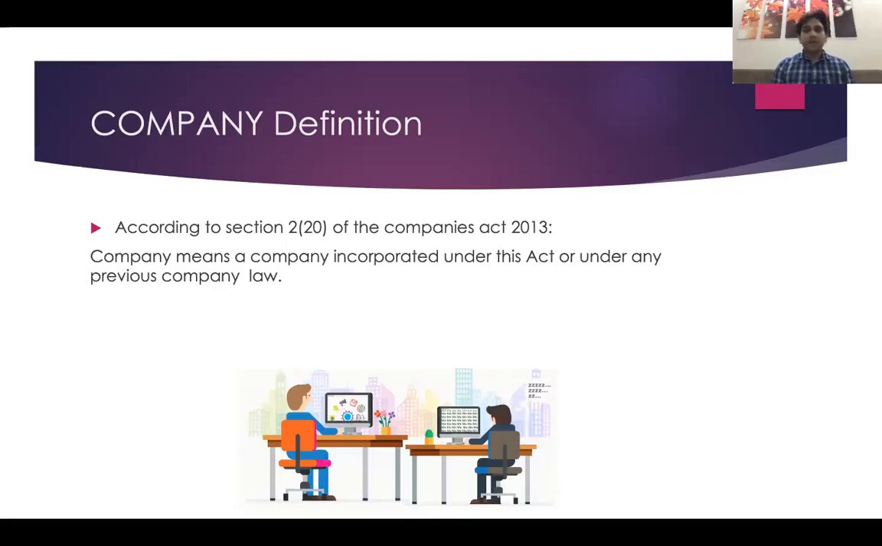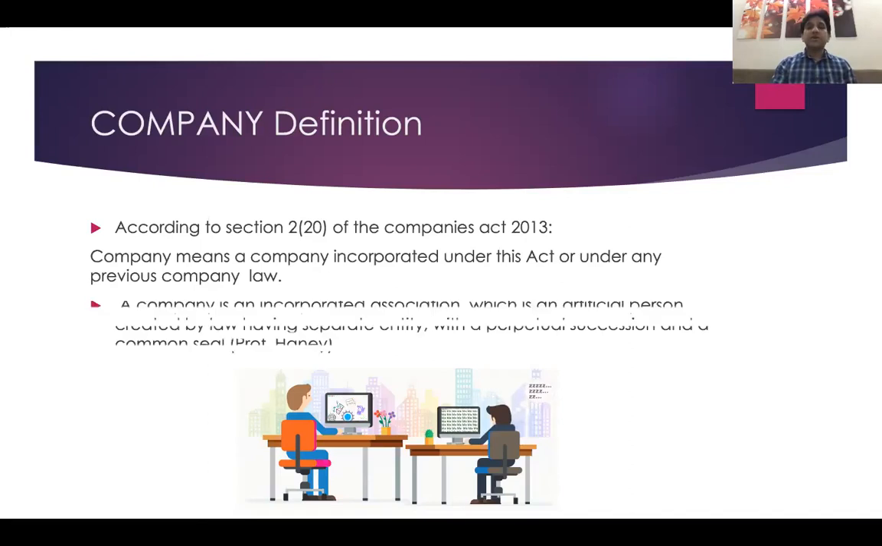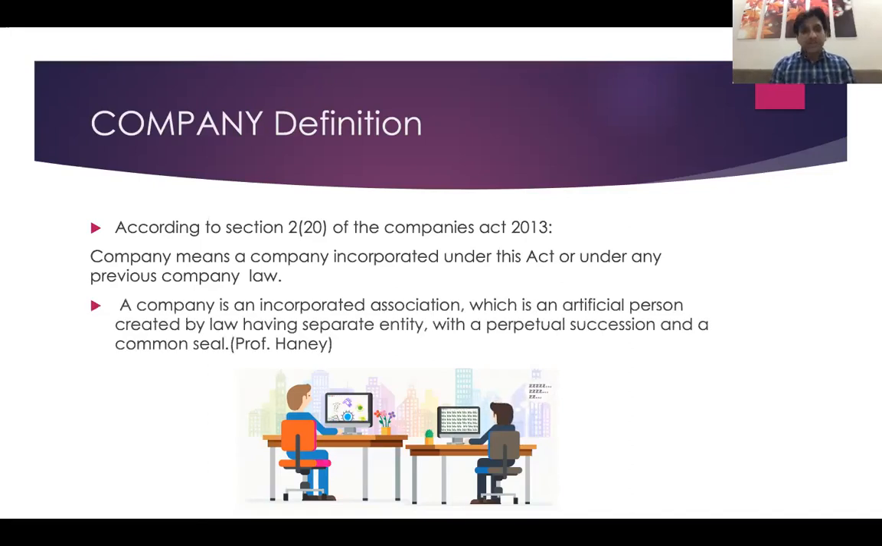But this definition does not tell us exactly what a company is. So for that, we will be discussing the definition of Professor Haney. He said that a company is an incorporated association, which is an artificial person created by law, having a separate entity with a perpetual succession and a common seal.